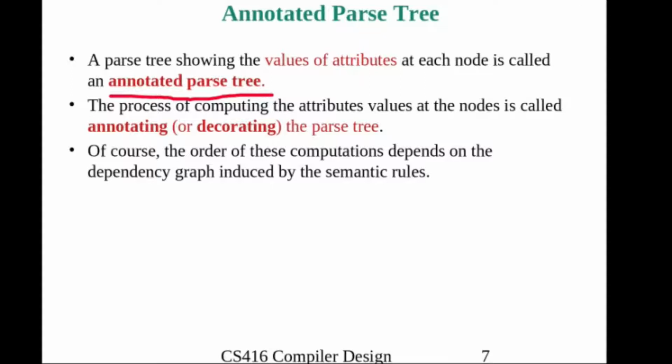The process of computing the attribute values at the nodes is called annotating or decorating the parse tree. So the process of computing the attribute value at the nodes of a parse tree, the annotated parse tree, is called annotating or decorating. Of course, the order of this computation depends on the dependency graph induced by the semantic rules, because this dependency graph is drawn based on the dependency relationships of the semantic rules. So the order we can derive from the topological sorting of the dependency graph.